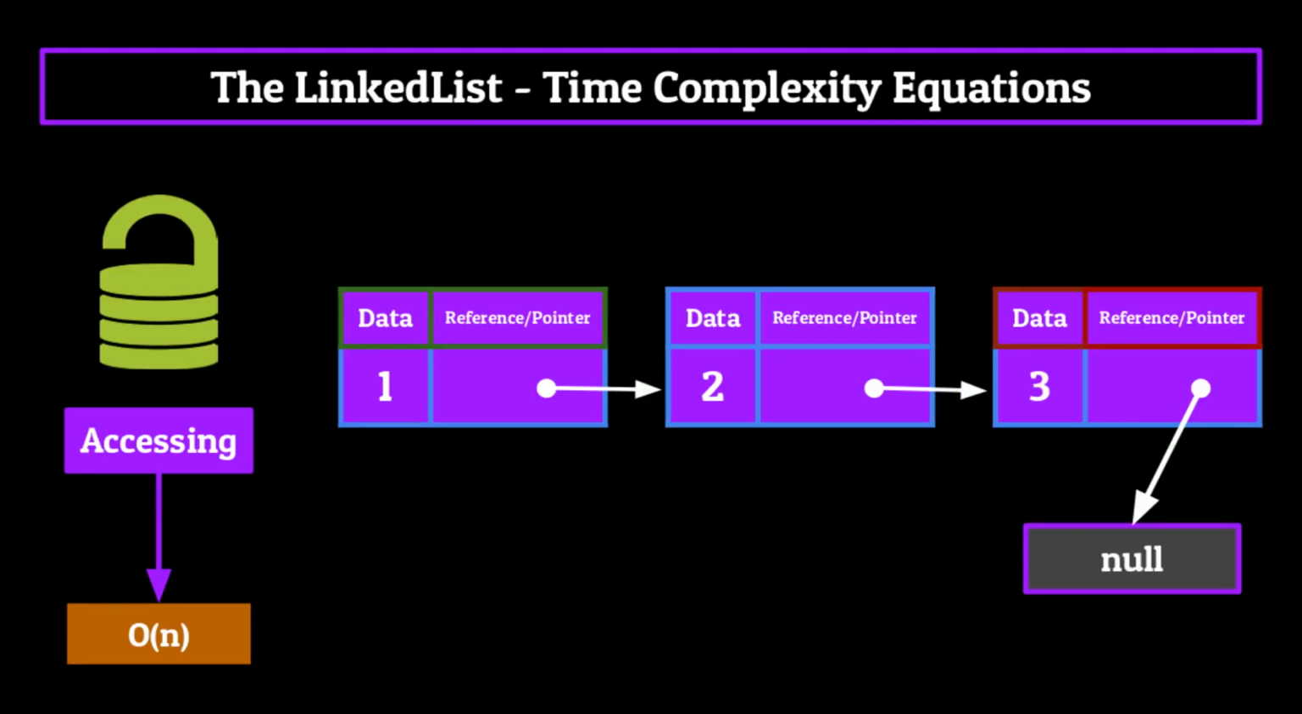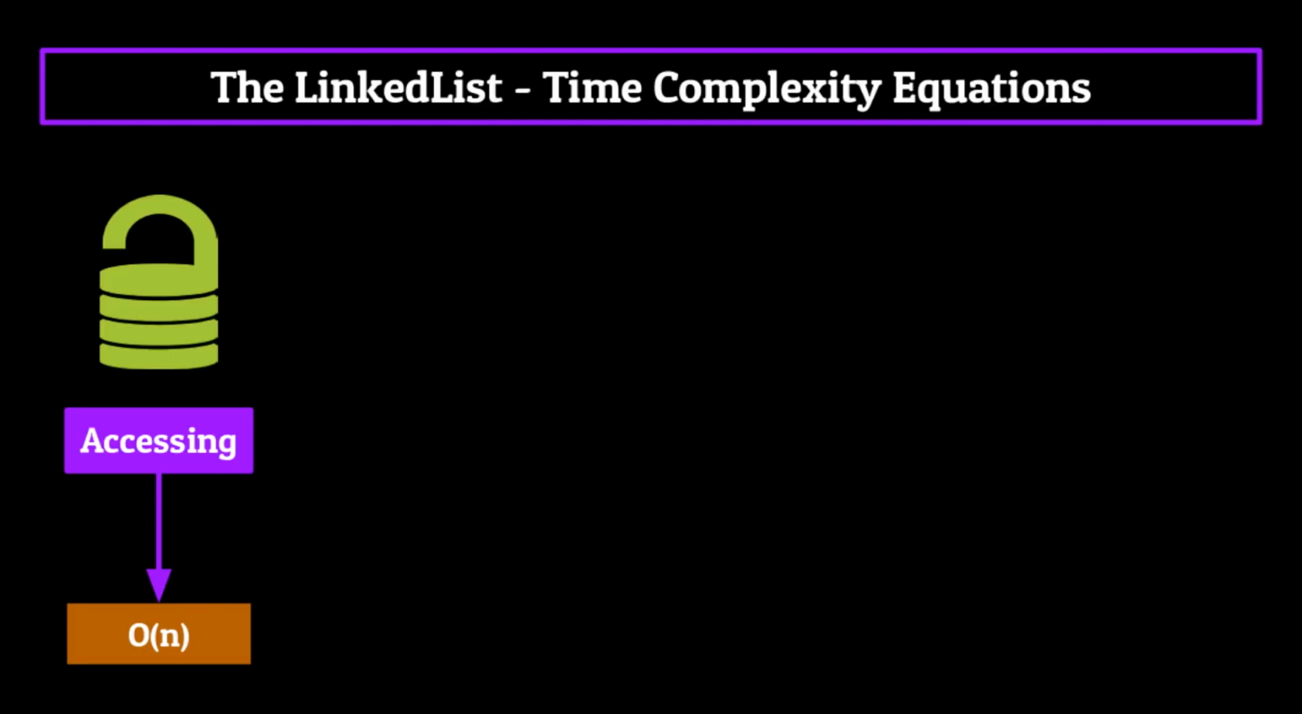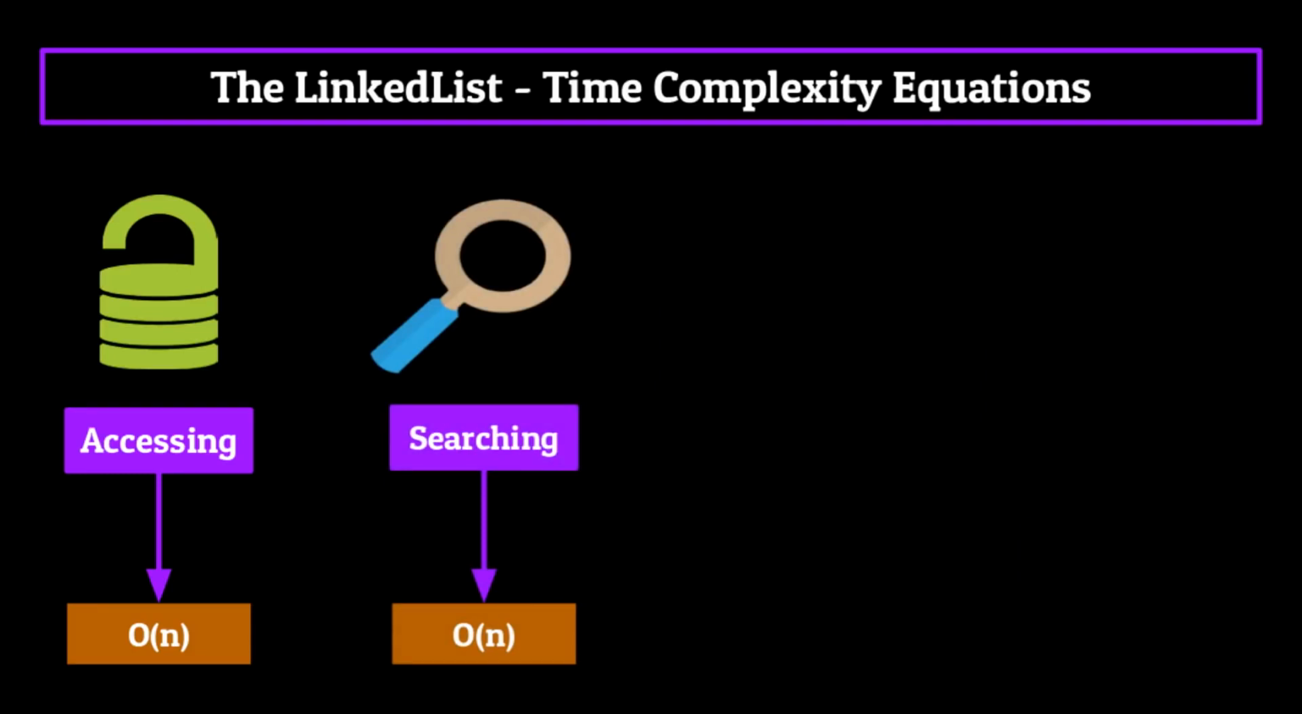For a linked list of size n, this means you could have to traverse the entire linked list before finding your information, making its time complexity O(n). Searching is O(n) for the exact same reason.